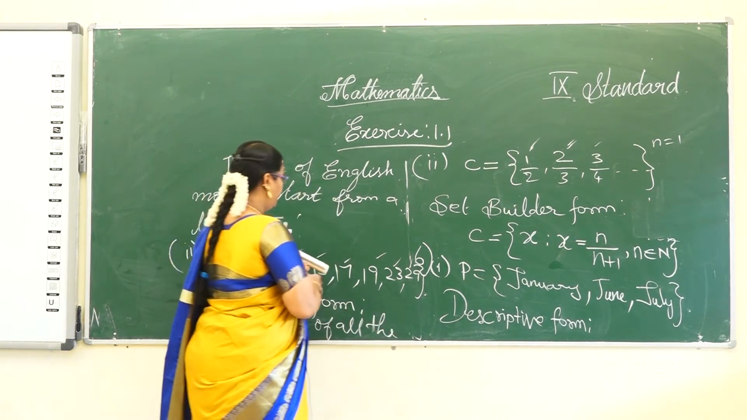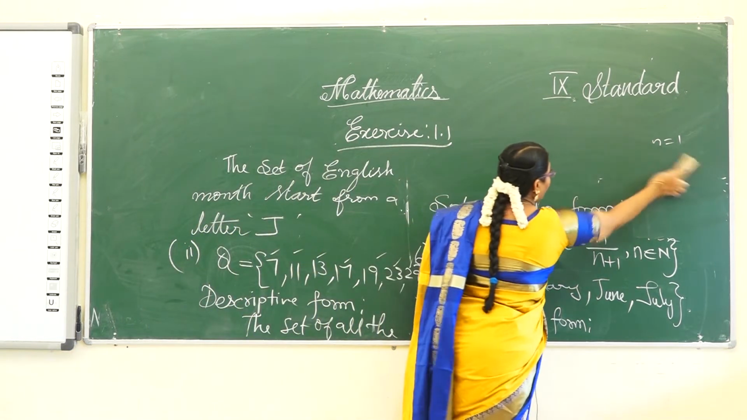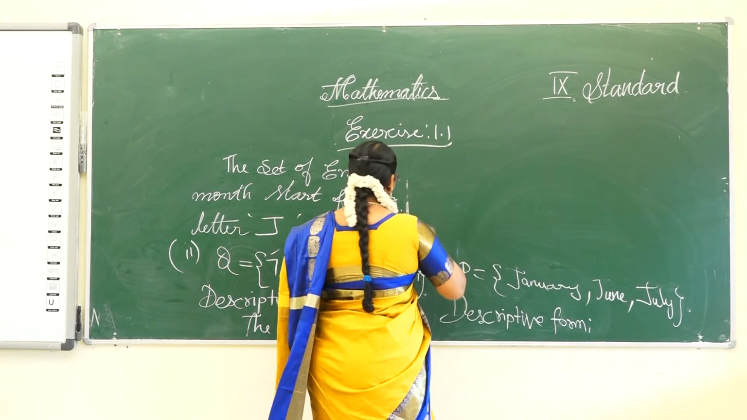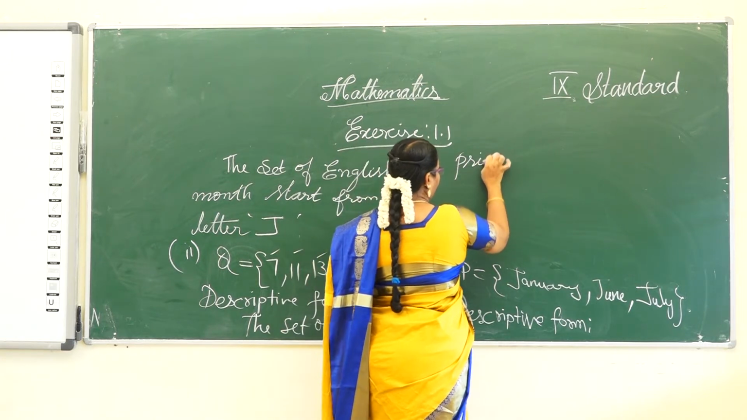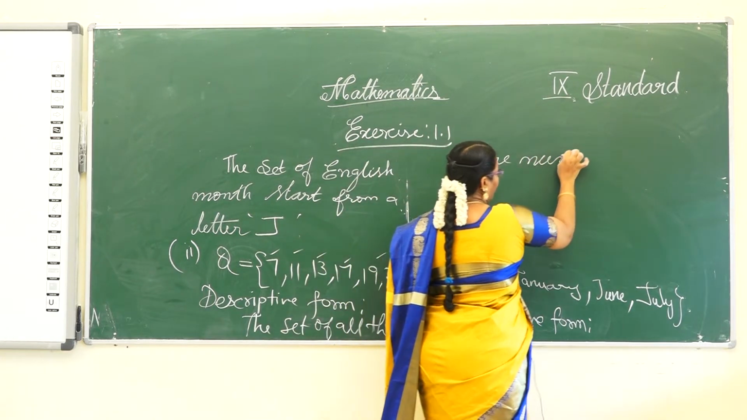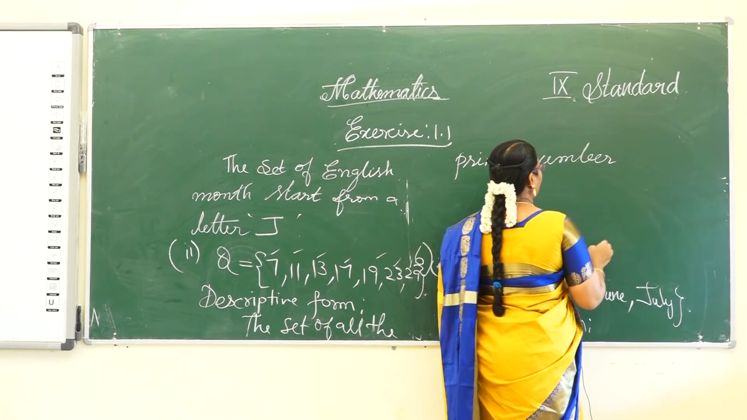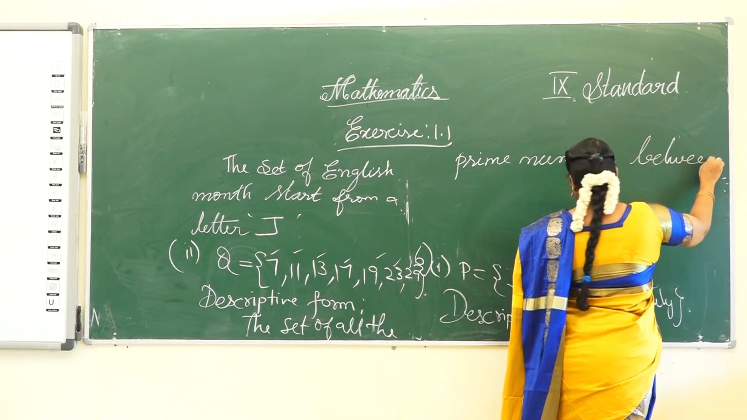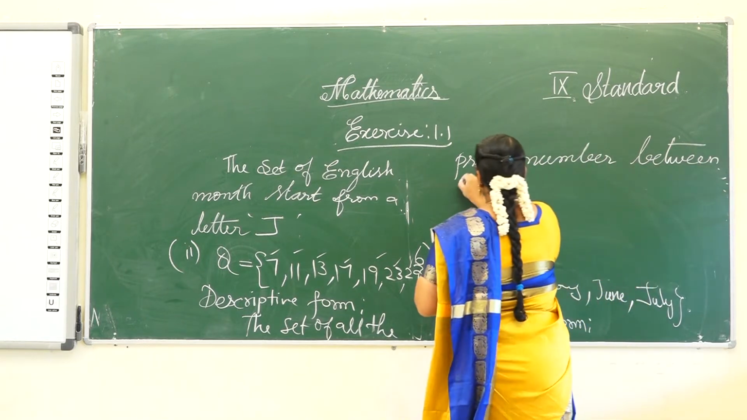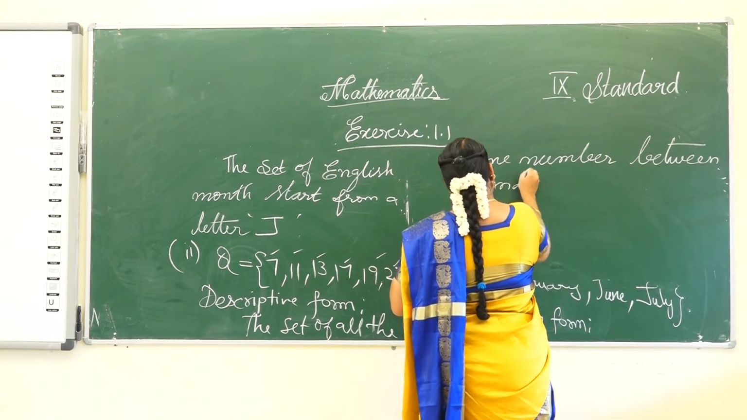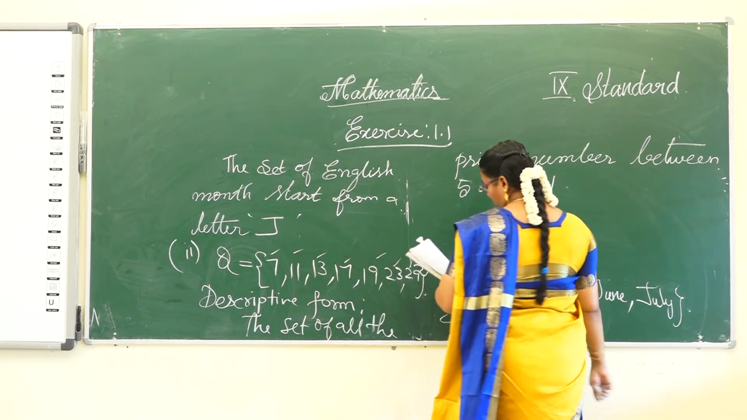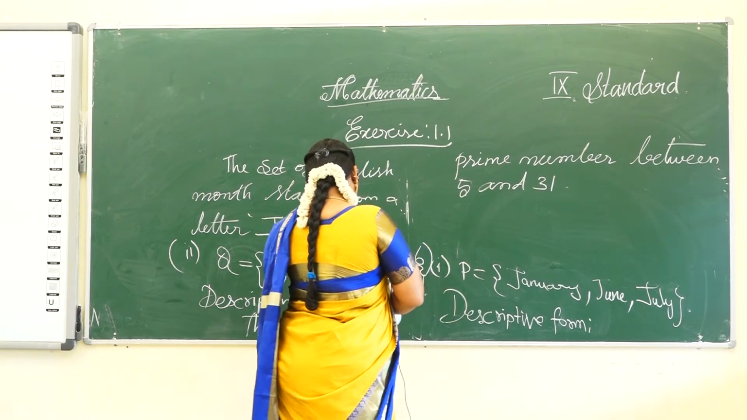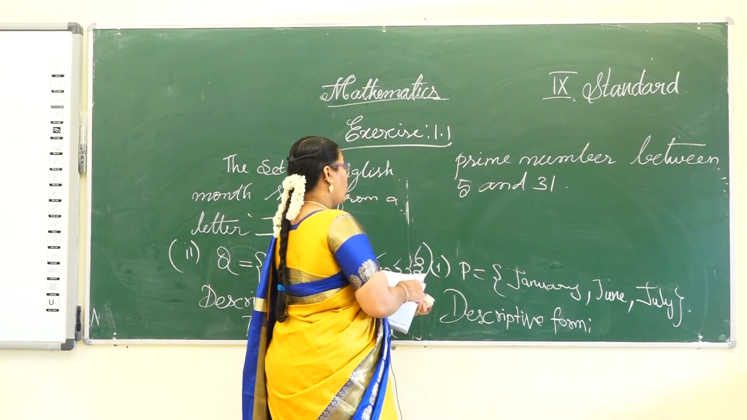Set of all the prime numbers between 5 and 31. So remaining two problems are homework. Okay. Now see the exercise 1.2.